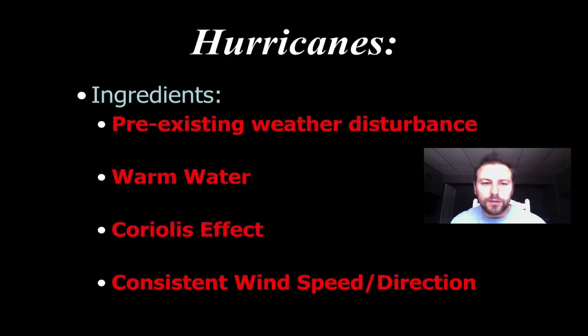Some things that we need for hurricanes. We need a pre-existing weather disturbance. What that means is we need some sort of thunderstorm, some sort of unstable air mass. We also need warm water. We'll go a little bit more into that in a moment. We need the Coriolis effect. Remember, that helps with the rotation of the wind and with the wind deflections, and consistent wind speed and directions.